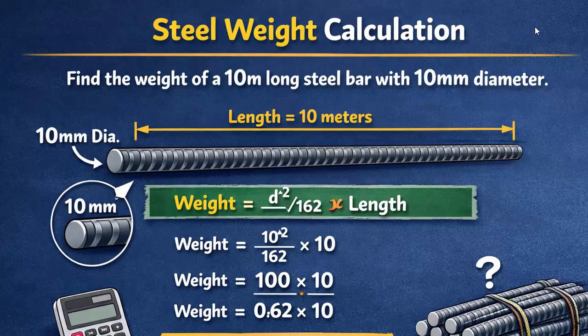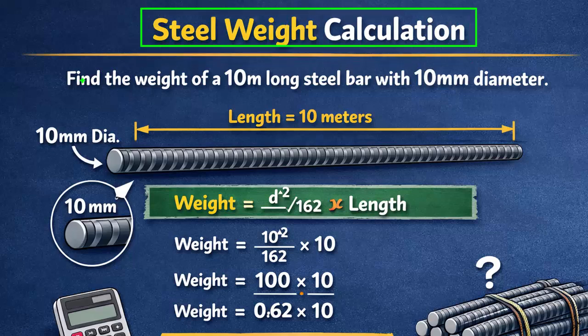Hi guys, today I'm going to teach you the steel weight calculation. So here we have the steel weight. You can see that. So here we have the problem. Find the weight of a 10-meter long steel bar with 10 millimeter diameter.